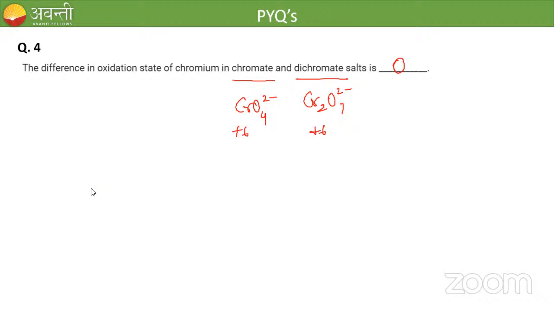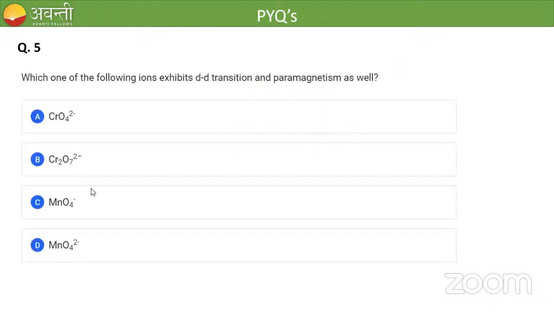Okay, so we'll go for the next question. Which one of the following ions exhibits d-d transition and paramagnetism as well? So which one exhibits both? d-d transition means we should have unpaired electrons, and for paramagnetic character also the criterion is we should have unpaired electrons. So find out the compound which has unpaired electrons.